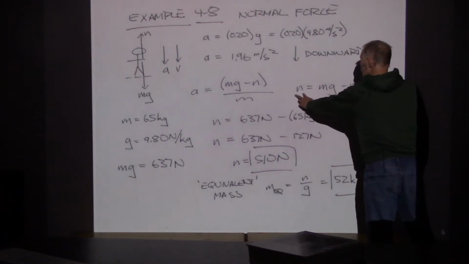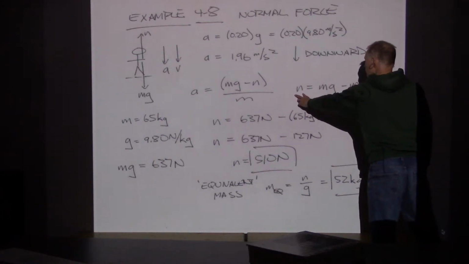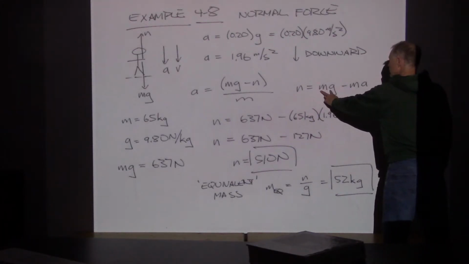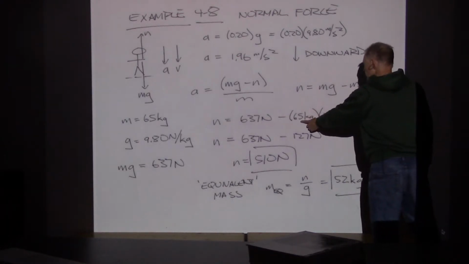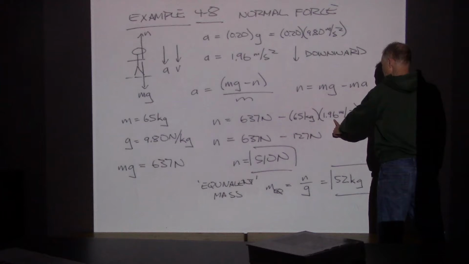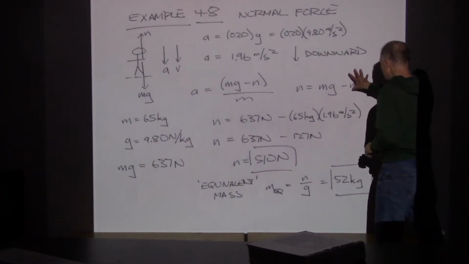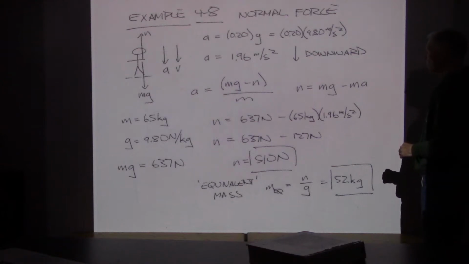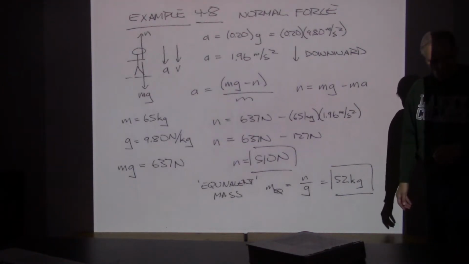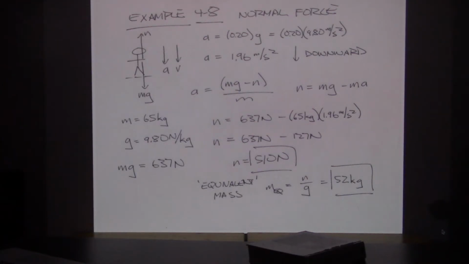So it says that the normal force can be determined by calculating the gravitational force and subtracting off the mass of the object times the acceleration. The force will be reduced by an amount related to the acceleration. And that says that the normal force is only 510 newtons.